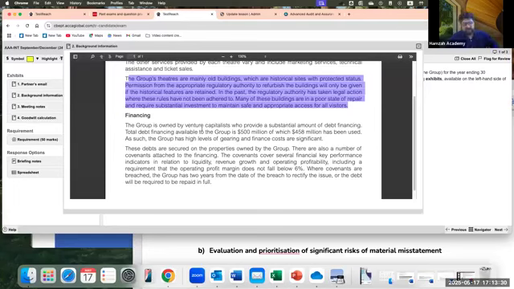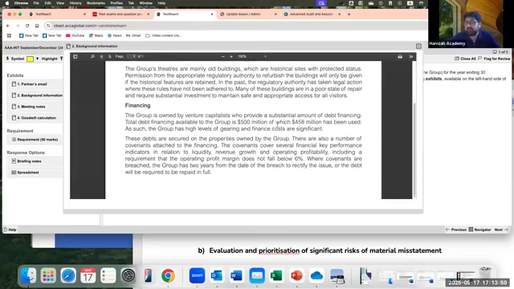The group is owned by venture capitalists who provide a substantial amount of debt financing. The total debt financing available to the group is $500 million, of which $458 million has been used. As such, the group has a high level of gearing and finance costs are significant. These debts are secured on the properties owned by the group. There are a number of covenants attached to financing.